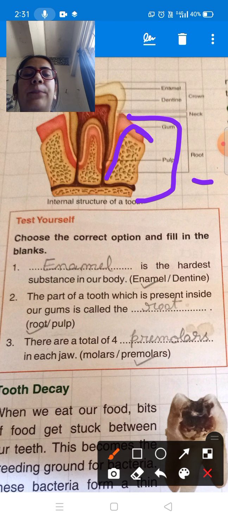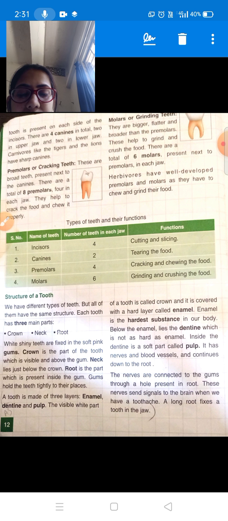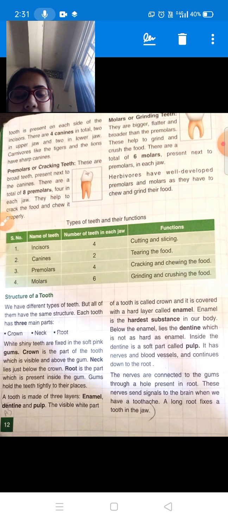So let's read in this book. White shiny teeth are fixed in the soft pink color gums. Crown is the part of the tooth which is visible and above the gum, right? The crown is the white shiny part which we can see, and it is present above the gum. Neck lies just below the crown. And root is the part which is present inside the gums. Gums hold the teeth tightly to their places, and roots are present inside the gums so that the teeth can be tightly embedded in the gums.